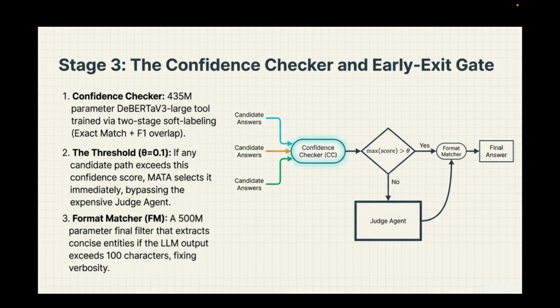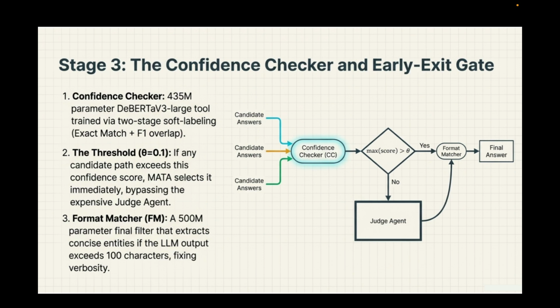This slide covers the final decision stage. Once the system has the candidate answers from different reasoning paths, it needs to decide whether one of them can be trusted. That is where the confidence checker comes in. The confidence checker is a small model that looks at the candidate output and gives a confidence score. If one answer is above the threshold, which the paper sets at theta equals 0.1, the framework can accept that answer directly.